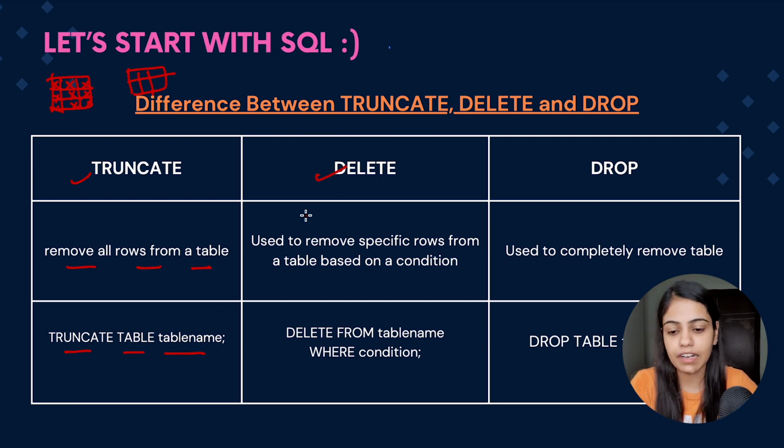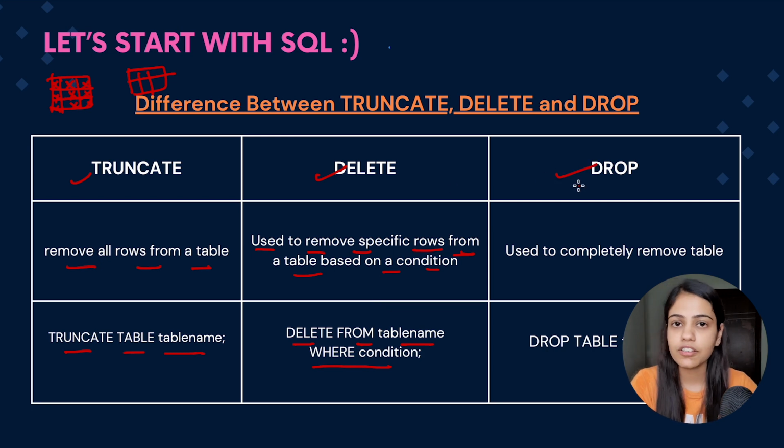Now the next is the delete command. The delete command is basically used to remove some specific rows from a table based on a given condition. Whenever we want to delete a specific row on a given condition, like delete or remove all the rows where the age is greater than 20, it executes the delete operation and deletes the entire row. So the command for the same is delete from table name, and then we provide the where condition. So it deletes some rows on the basis of a condition, but truncate deletes all the rows which are present in our table.